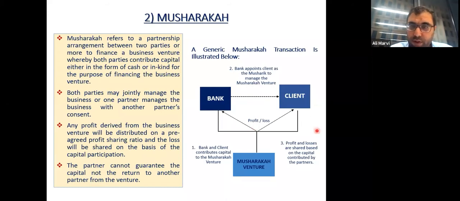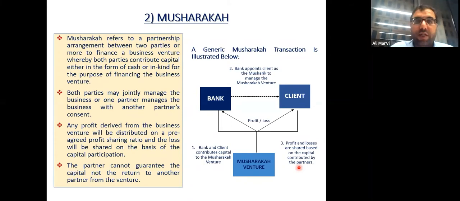then we are in stage 3. Profit and losses are shared based on the capital contributed by the partners. In the Musharaka contract, based on the capital contribution of both parties, the share of each one is defined in the contract, and the losses and or the profits are split between them based on their shares.